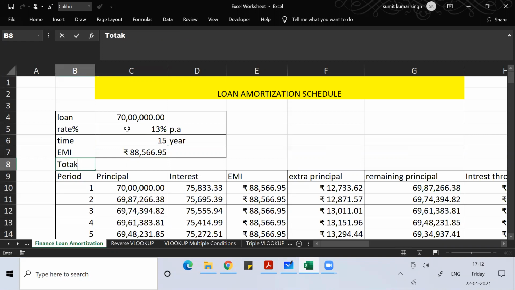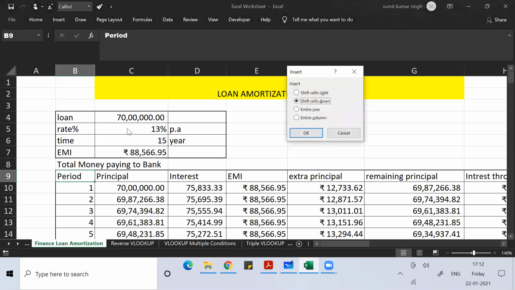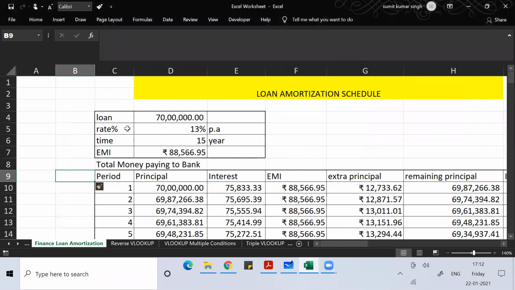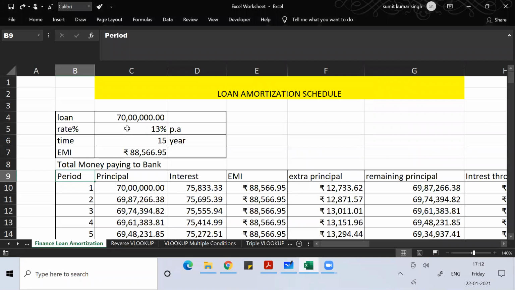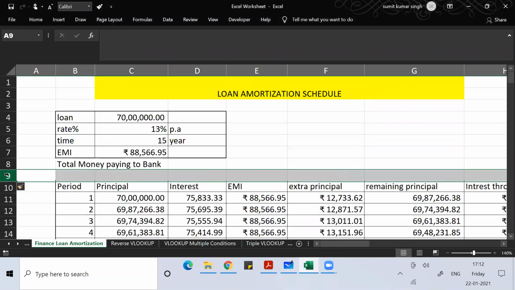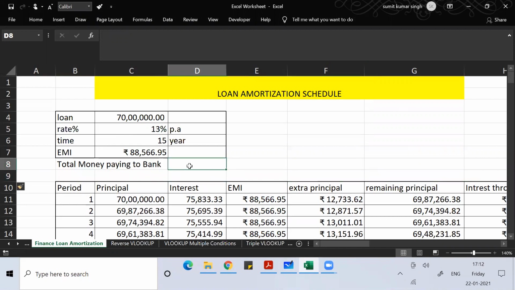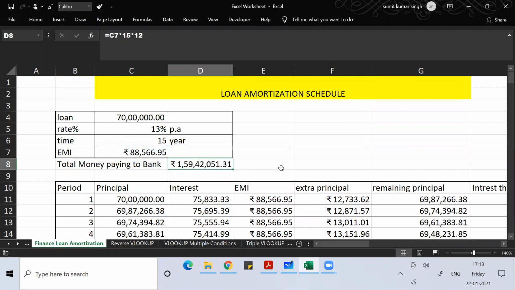So the total money which I'll pay to the bank: if I initiate a new row, the total money I need to pay is this EMI of 88,000 rupees per month. I'll pay this for 15 years, and 1 year has 12 months. So you can understand that I'm going to pay 1 crore 59 lakh 42,051.31 paise. This much money I'm going to pay to the bank.